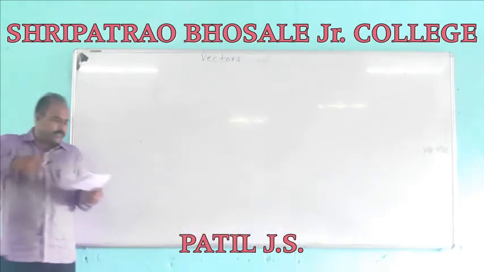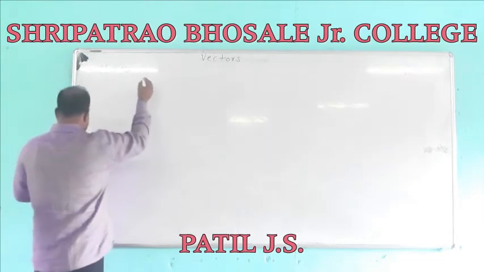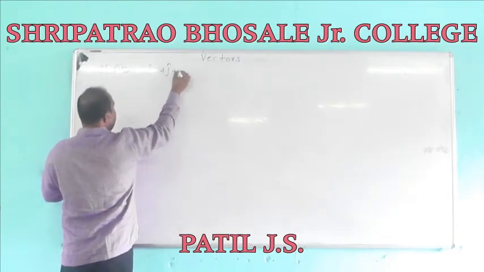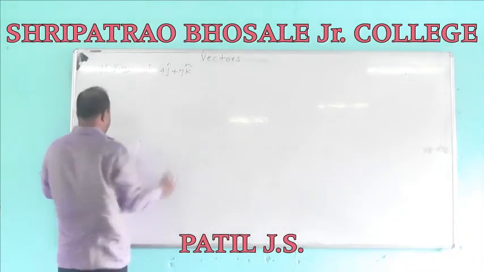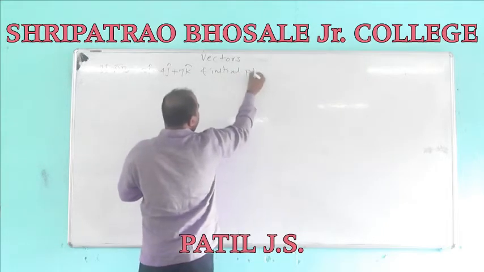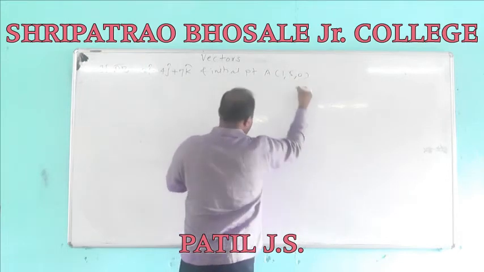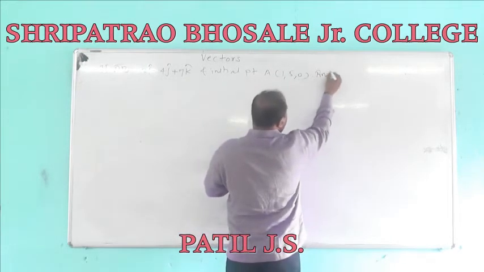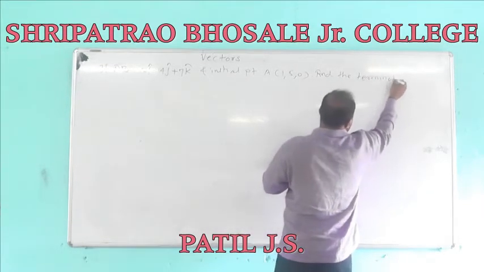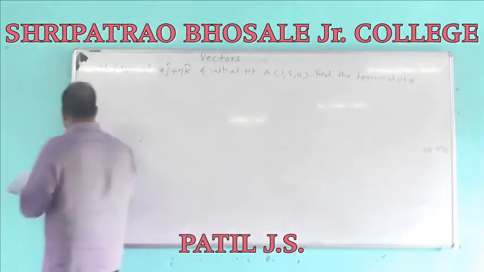Then next is, if the vector AB is equal to 2i cap minus 4j cap plus 7k cap and the initial point A is 1, 5, 0, find the terminal point B.